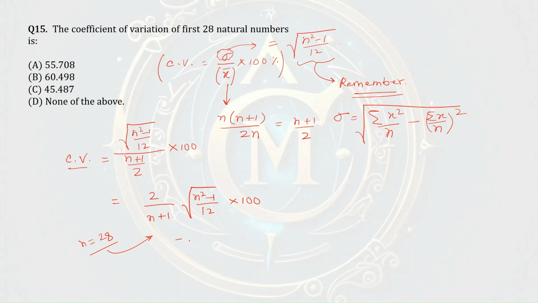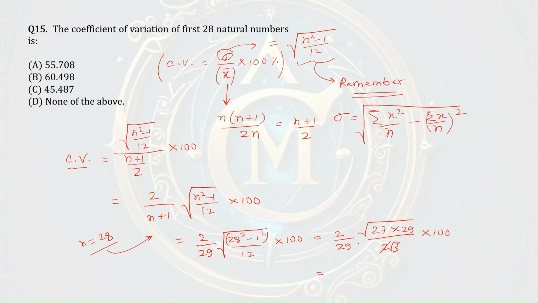So this expression becomes 2 over 29, and this becomes 28 square minus 1 square divided by 12 into 100. We wrote this in this form because the calculation will be simpler. So it becomes 2 by 29 into, this becomes root over 27 into 29 divided by root 12, we can write as 2 root 3 into 100.